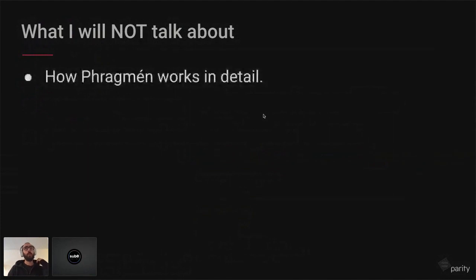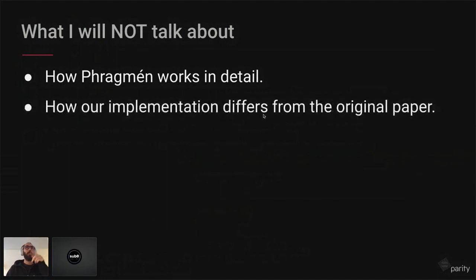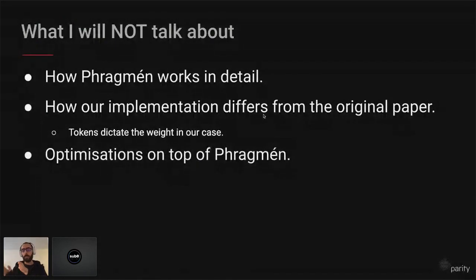What I will not talk about is how Phragmén works in detail. It's very complicated. It's a big paper, and we have our own version on top of it. It's way beyond what I can fit in 30 minutes. Our implementation differs a little bit: we use our tokens to indicate the weight of our votes, and we have some optimizations on top of Phragmén to make it better. I will also not talk about that.